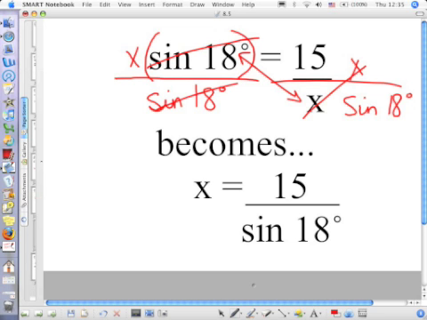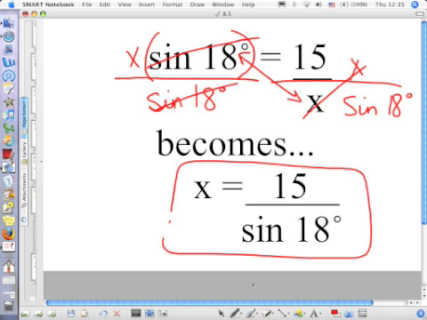So would it be x at the top? No, it's just x. It's this right here. So without going through all that commotion, because it's always going to happen that way, just switch them. All right? Now let's see how to plug this into our calculator.